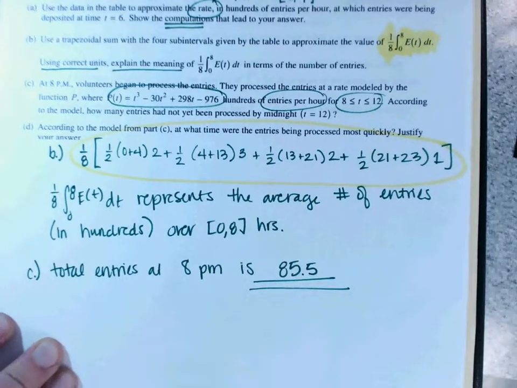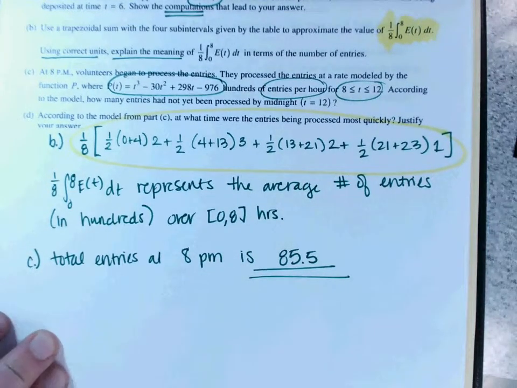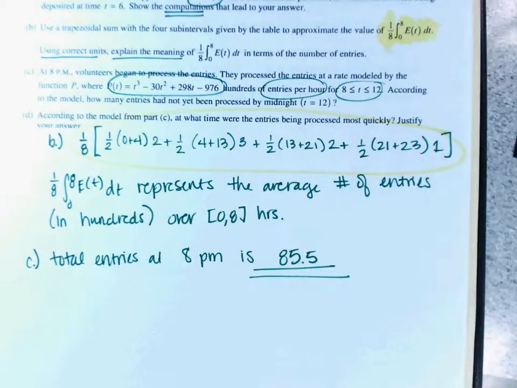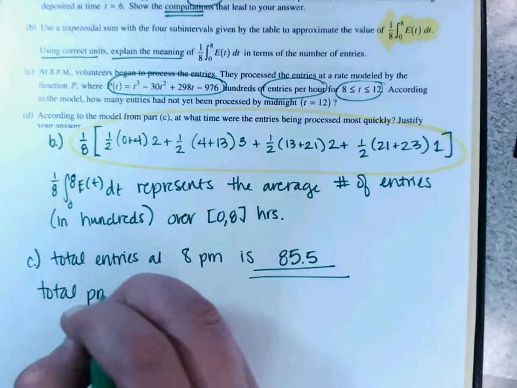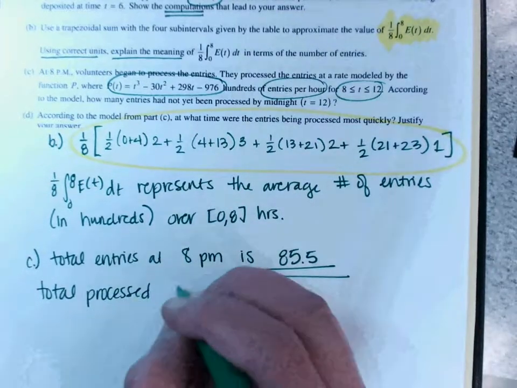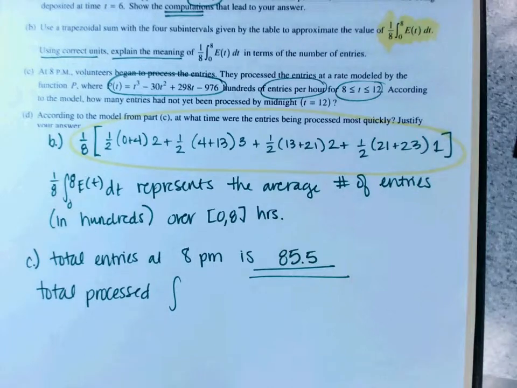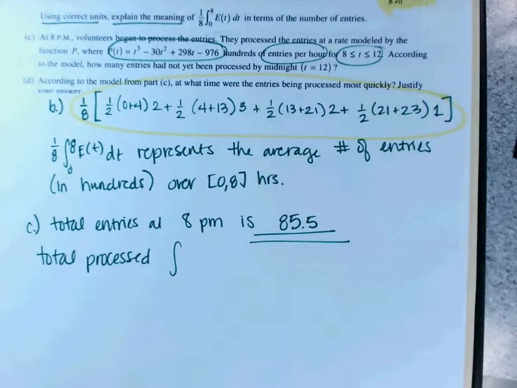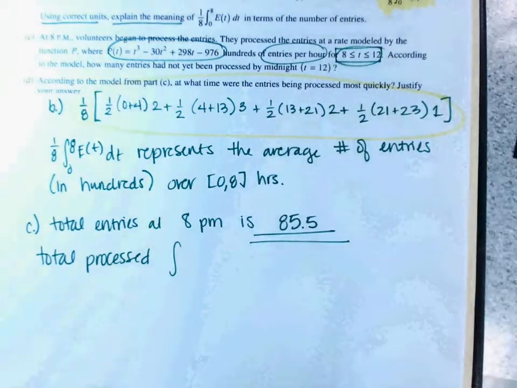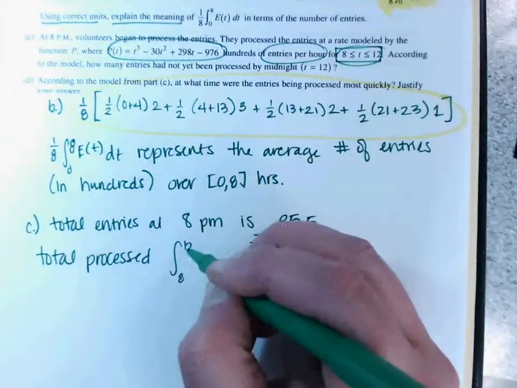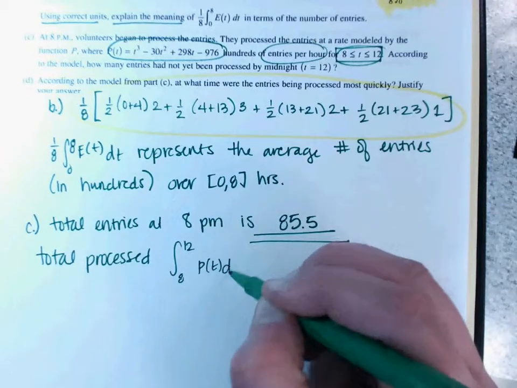I need to do a what? If it's entries per hour and I want to know how many entries, I need to do not the derivative, the integral. So to know how many were processed, total processed, I need to do the integral. Now, when were they processed from? They weren't processing them until the zoo closed. They started processing them at 8 and they went till 12. So the integral from 8 to 12 of P of t dt.